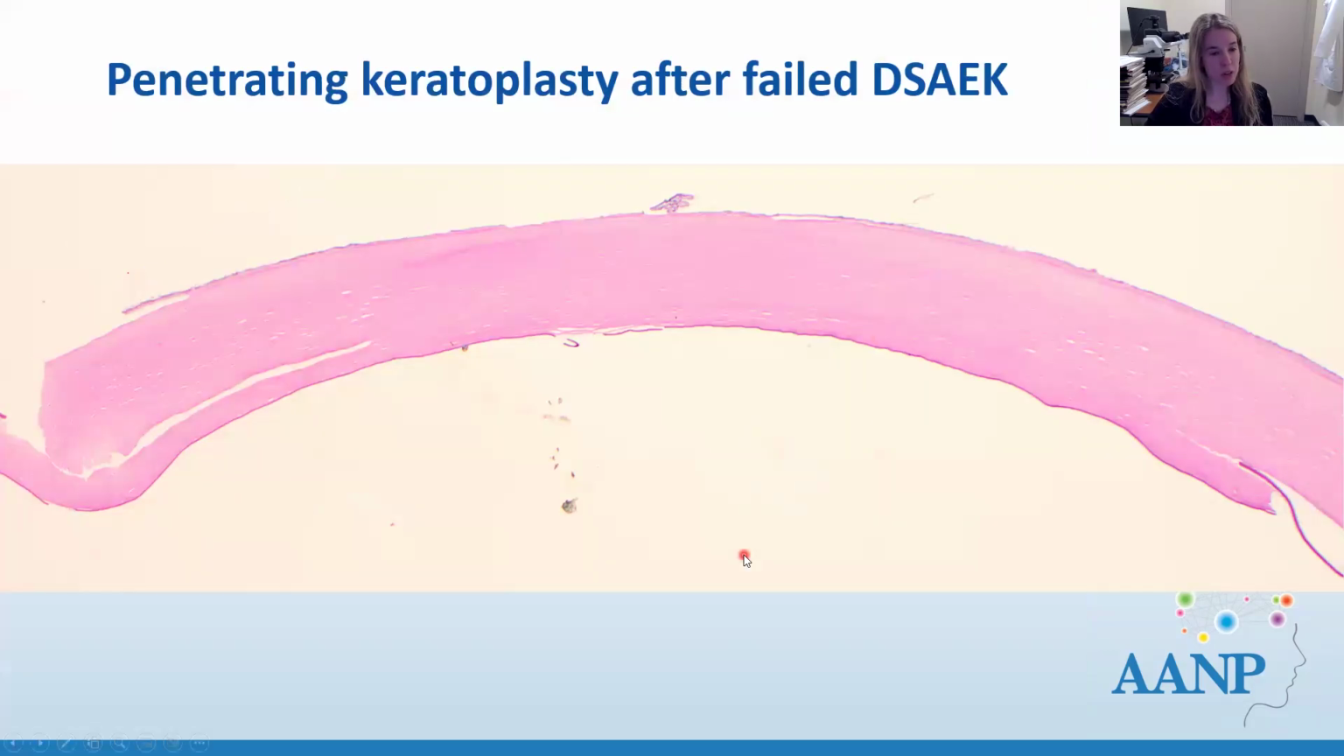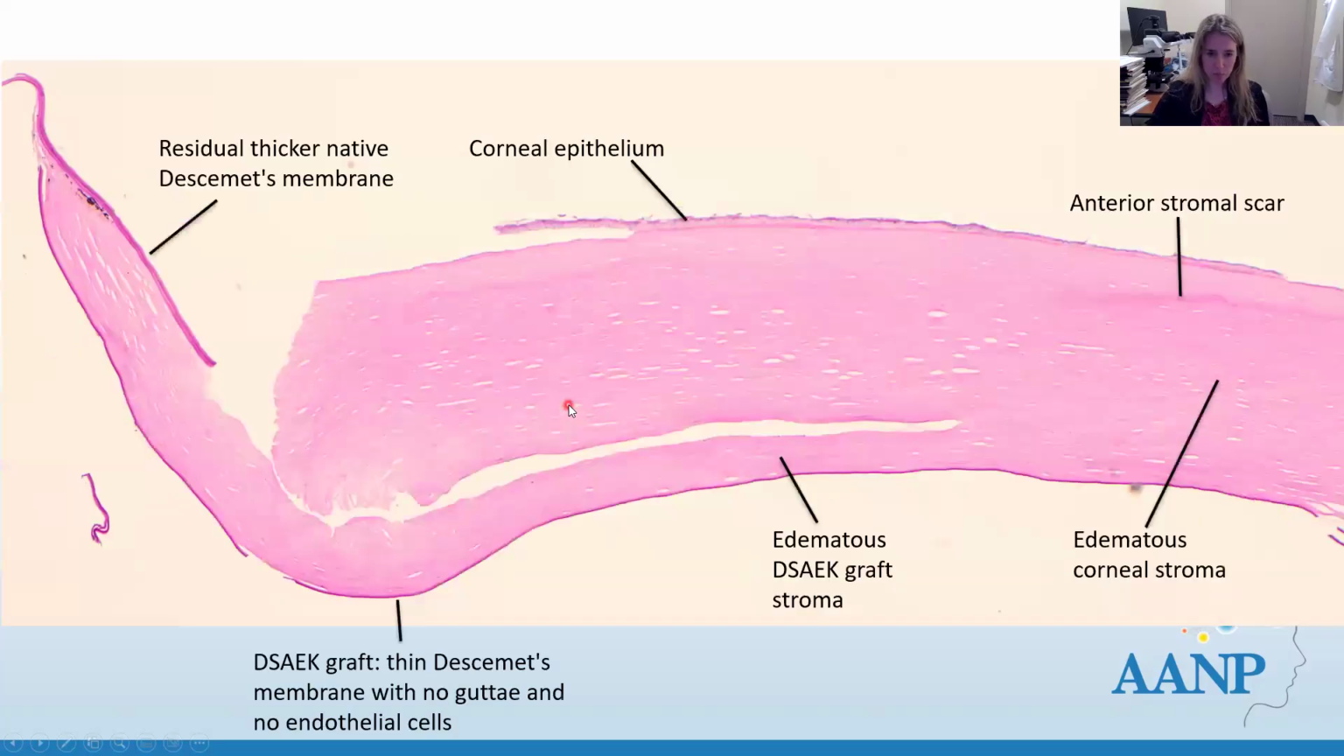Here is someone who's undergoing a penetrating keratoplasty after a failed DSEK. You can see that there's a split here in the posterior cornea where that DSEK graft was being attached. Just zooming in, you can see corneal epithelium. Bowman's is here. There are some anterior stromal scars. I'm not sure why in this particular case, but then you also see the edematous graft, the Descemet's membrane of the graft, and then also some of that residual thicker native Descemet's membrane from the patient.